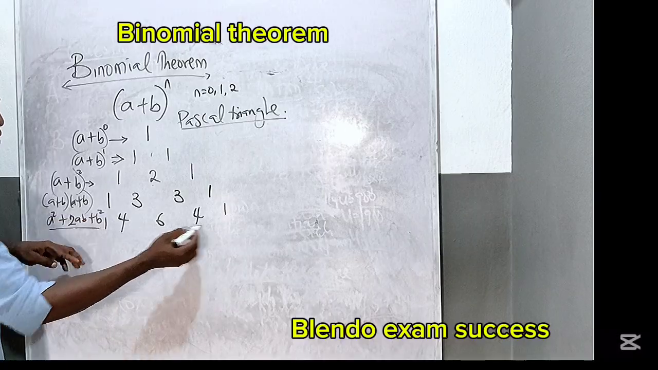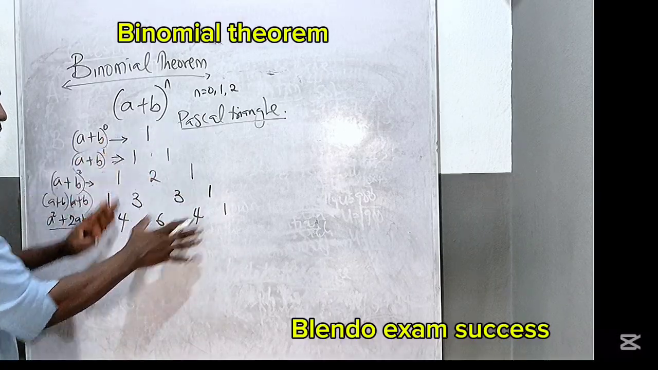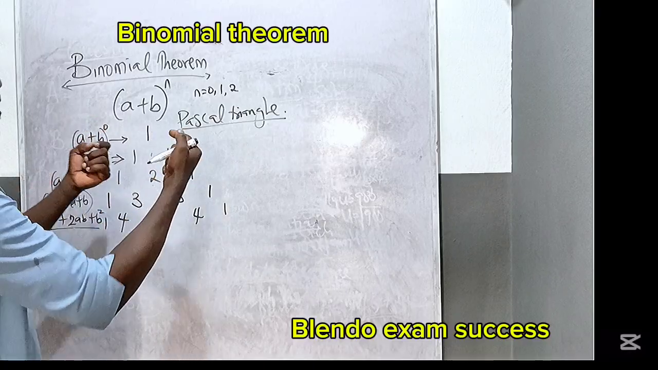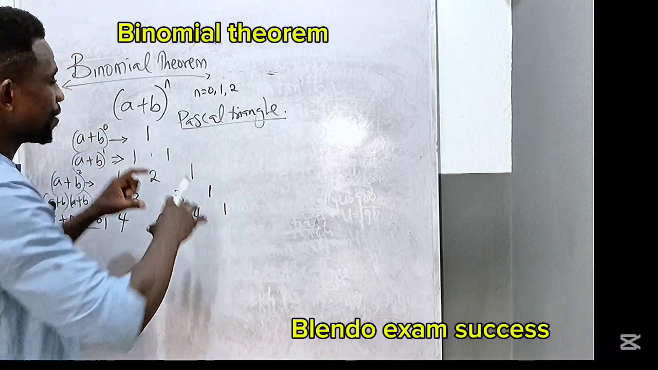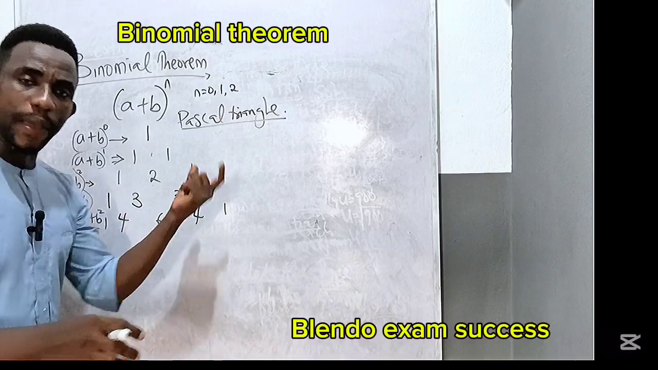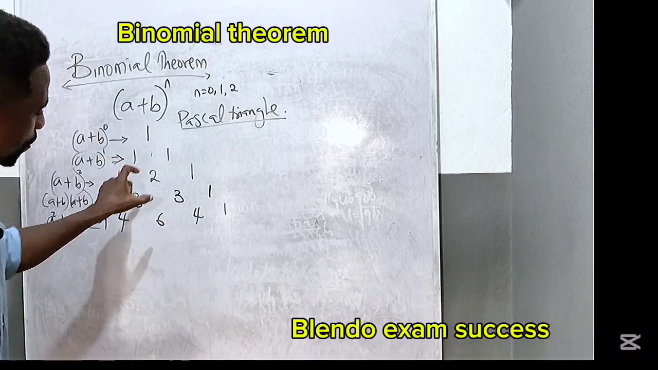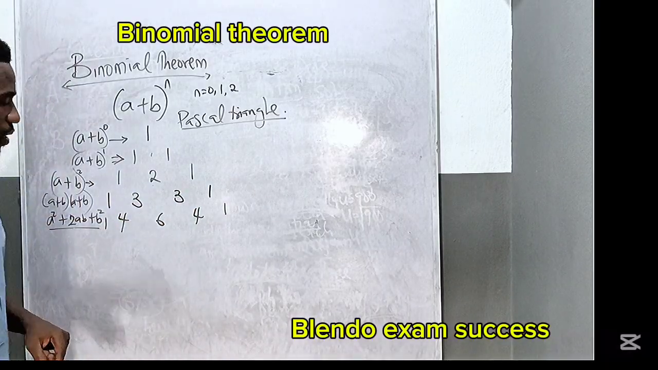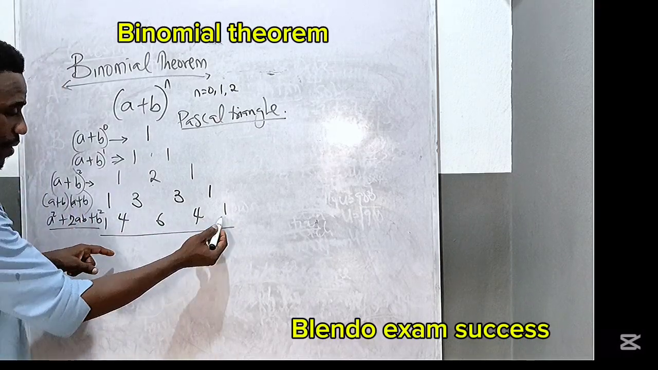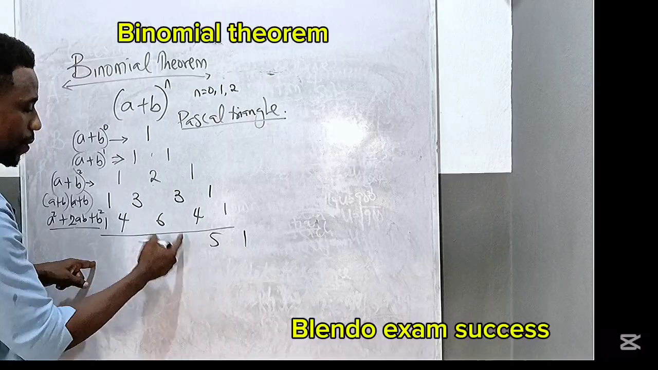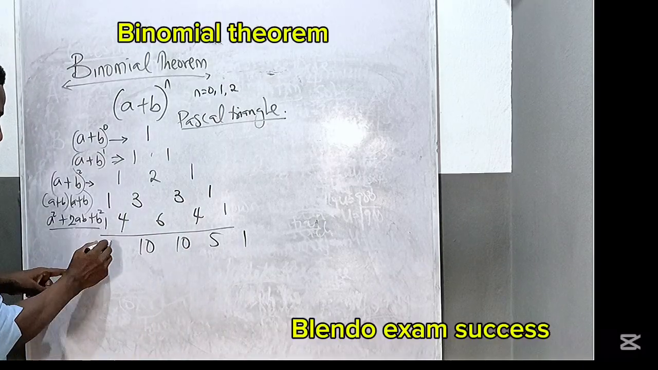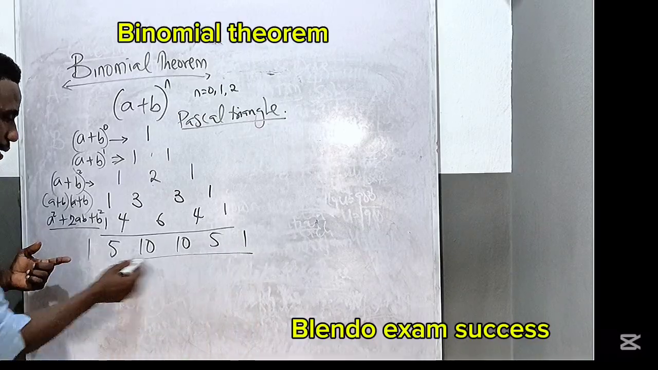So we can actually use Pascal's triangle. This is called Pascal's triangle. It is the coefficients of the binomial expression. When you have expanded it, the coefficients form the Pascal's triangle. We can even proceed by saying 1 plus 4 is 5. You write down 1, 4 plus 6 is 10, 6 plus 4 is 10, 4 plus 1 is 5, then 1, 1, as the case may be.